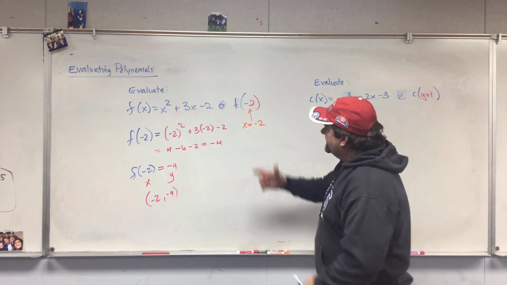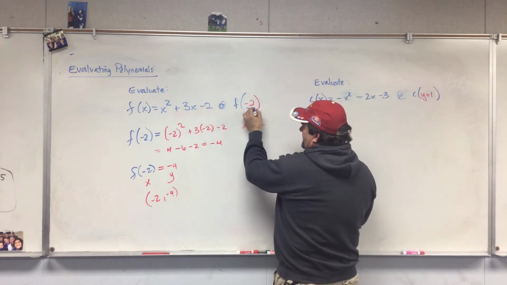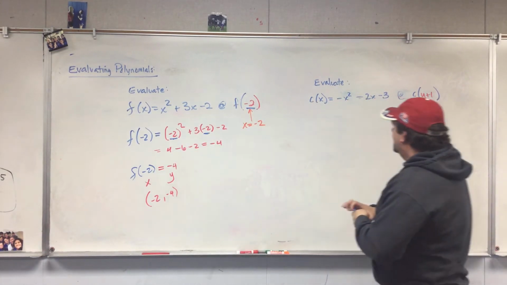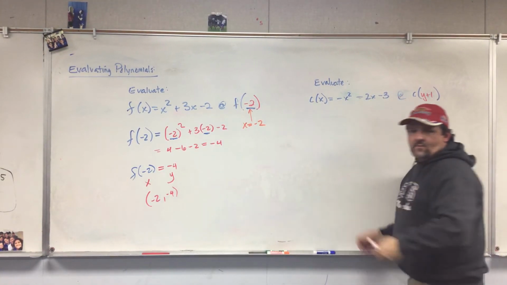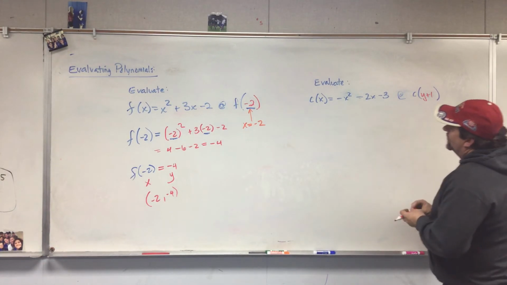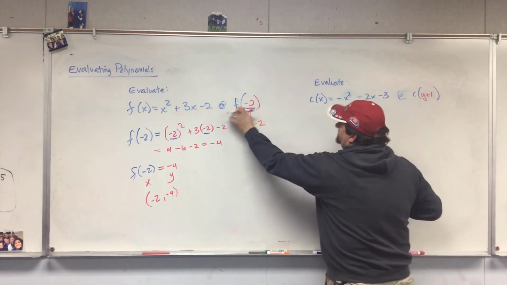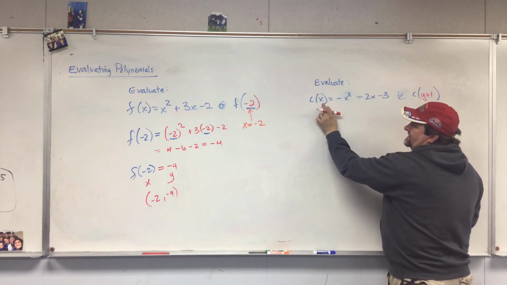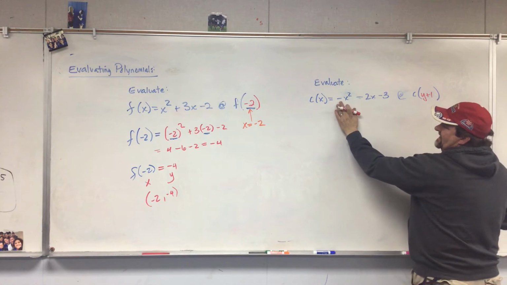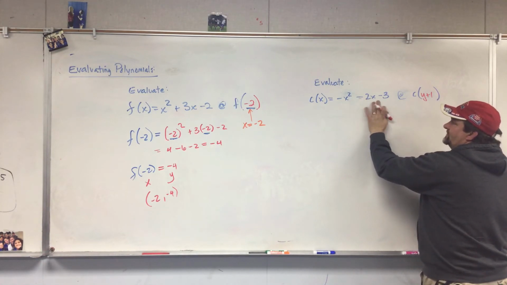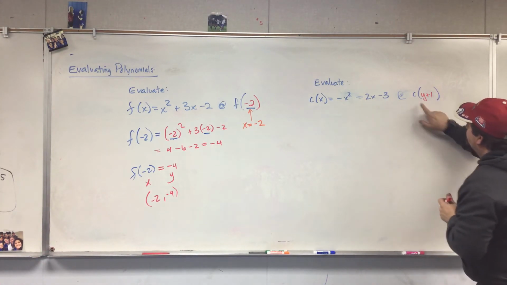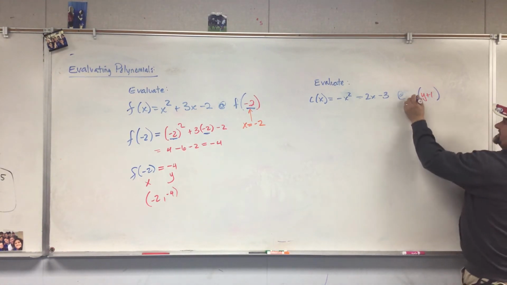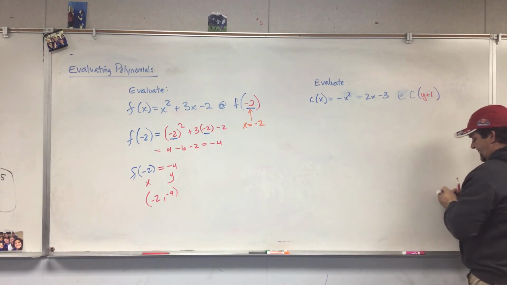Okay, so we're going to take this concept where we're taking negative 2 and plugging it in for every value of x and then evaluating, and we're going to turn it into more of a math 3 equation where we have c of x. Remember I said this could be any letter. So we've got the function c with an x value, and this is our function, negative x squared minus 2x minus 3. But we have this piece here where c of y plus 1.